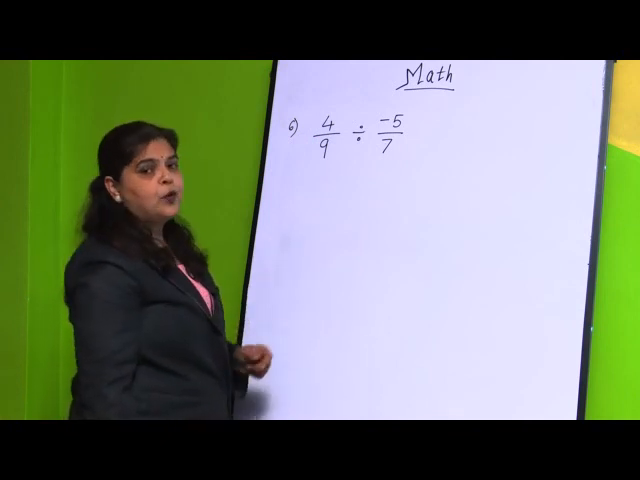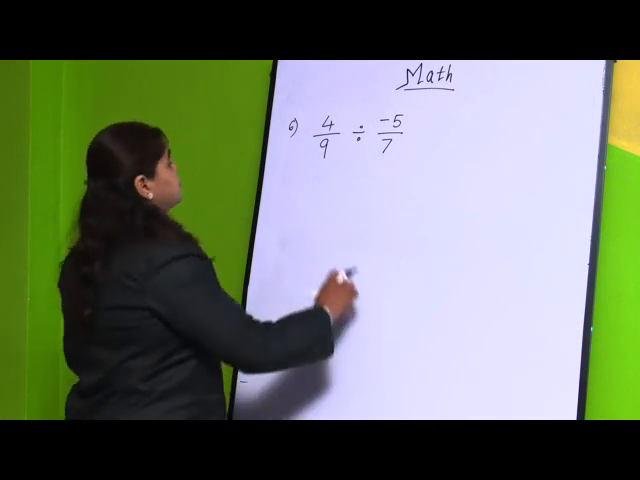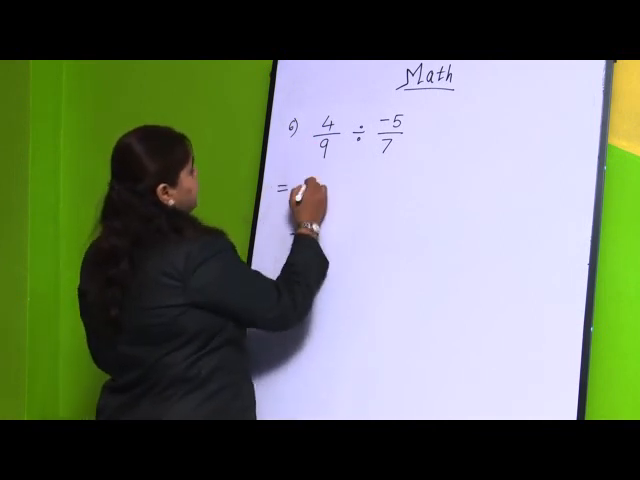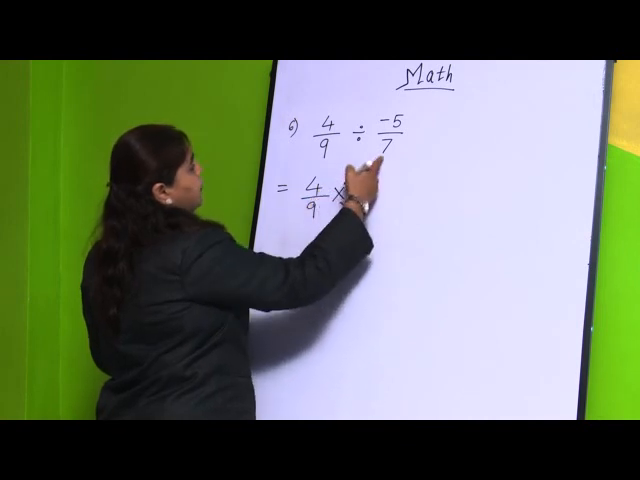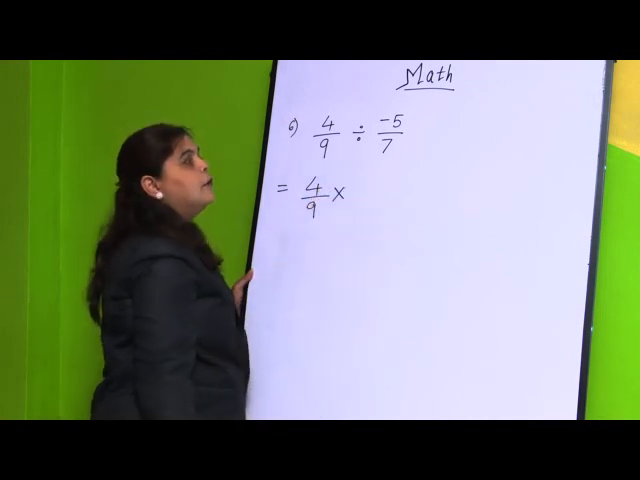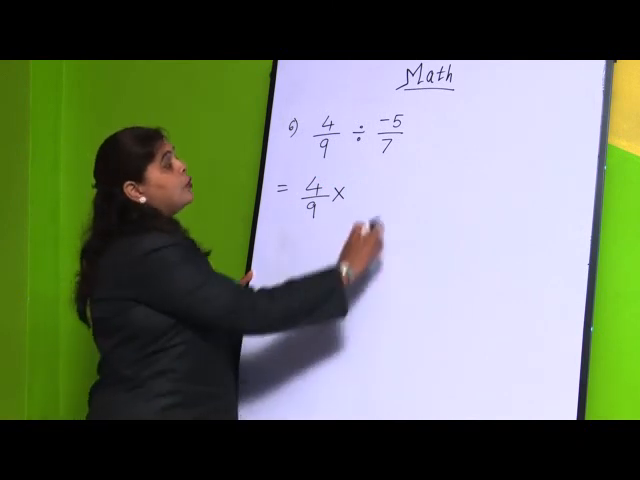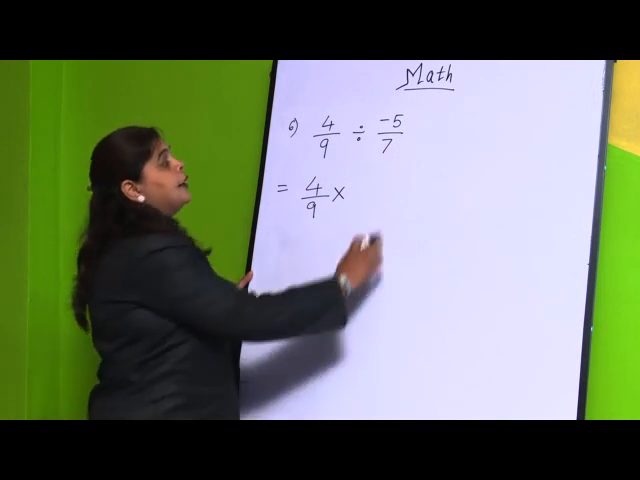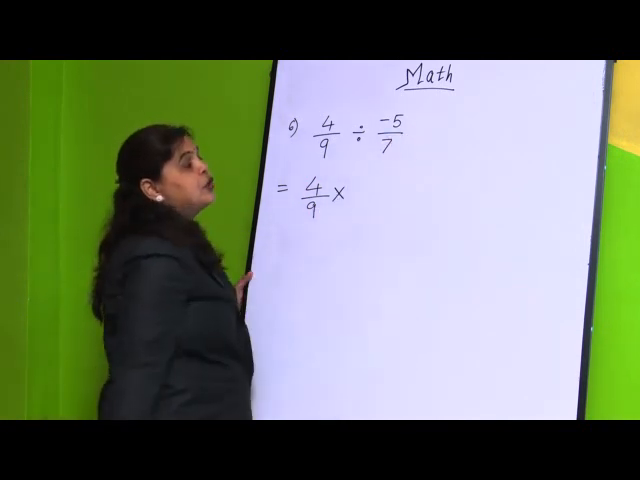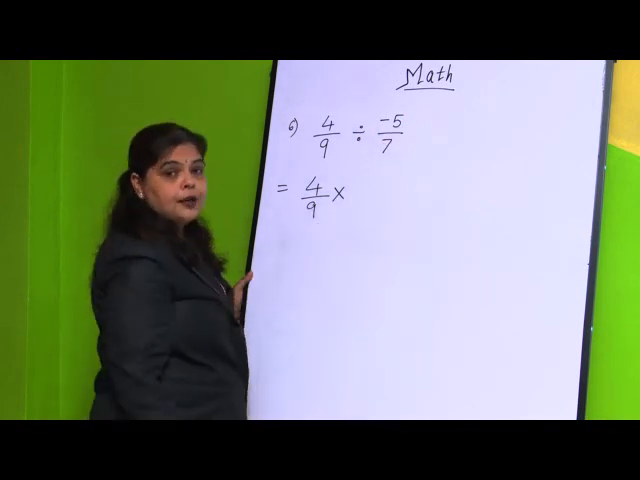I think so it is more easy to understand. I think so you can give me the answer. So, what will be the step? Yes, we will write 4 upon 9 multiplied by, what will be the reciprocal of minus 5 upon 7? Yes, only we have to reciprocal the numbers, that is nothing but a denominator will change into numerator and numerator will go in the denominator.